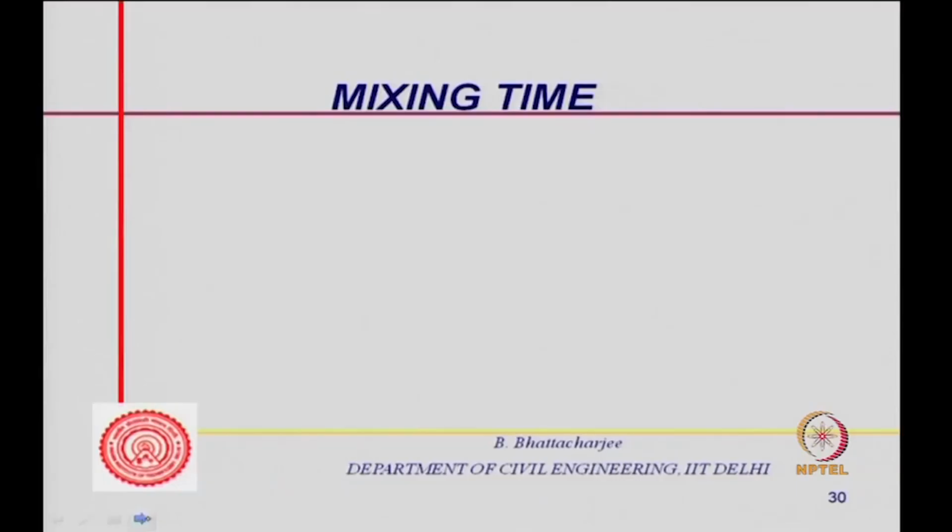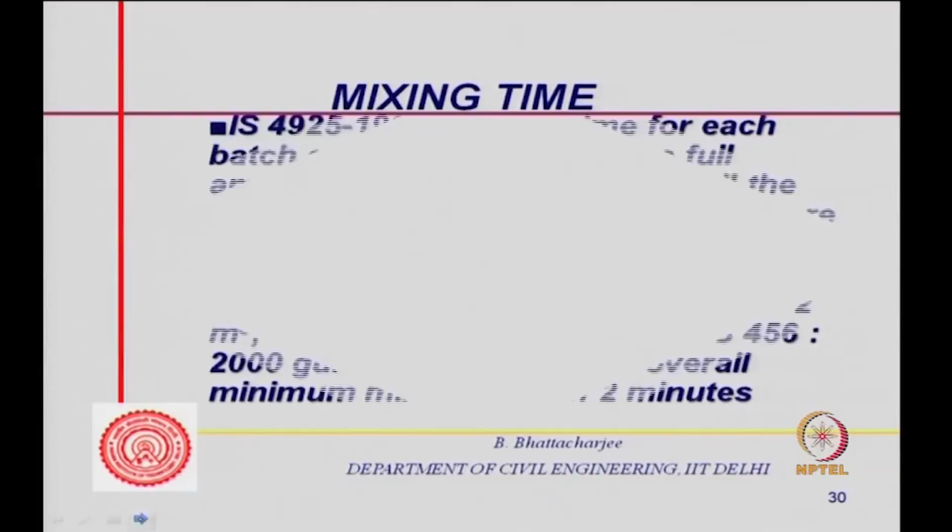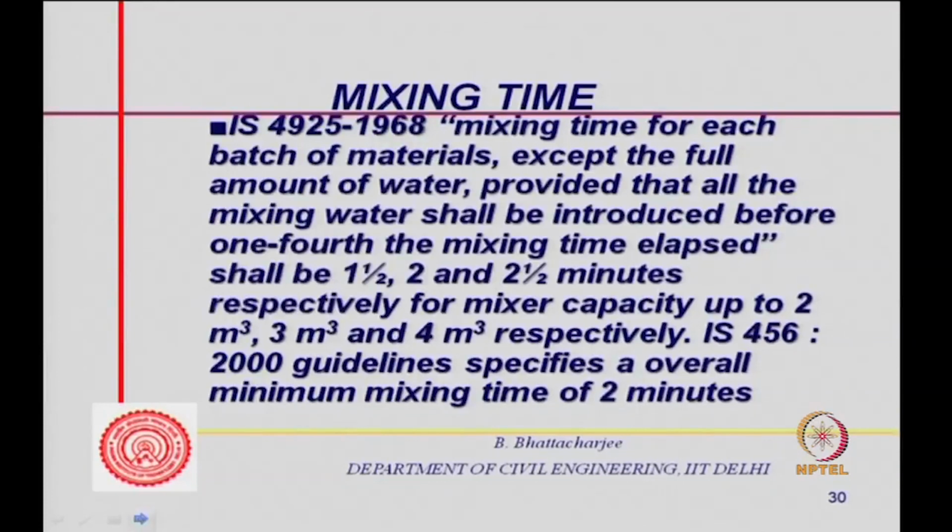Total mixing time looks like this, and IS 4925/1968, previous one 0.75 meter cube, this is in IS 456/2000, but 4925 is elaborate. It says mixing time for each batch of material, except the full amount of water, provided that all the mixing water shall be introduced before 1/4 of the mixing time has elapsed, shall be 1.5, 2 and 2.5 minutes respectively for mixer capacity up to 2 meter cube, 3 meter cube, 4 meter cube respectively.